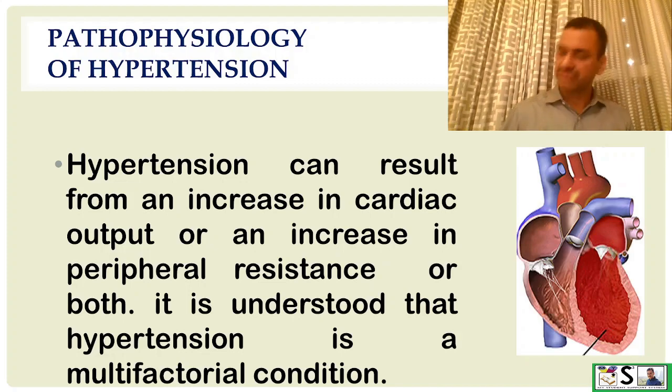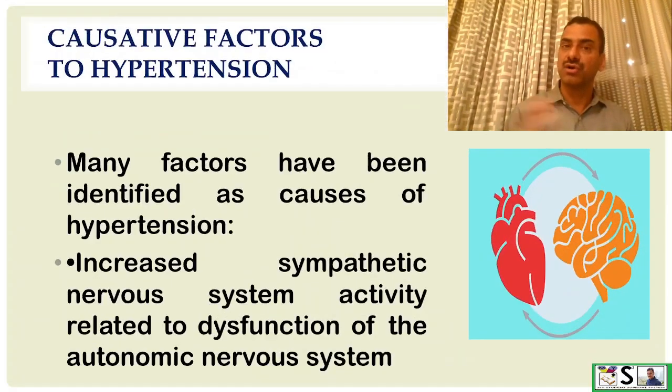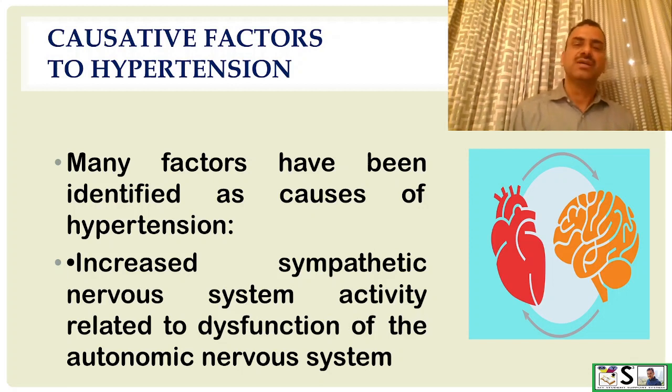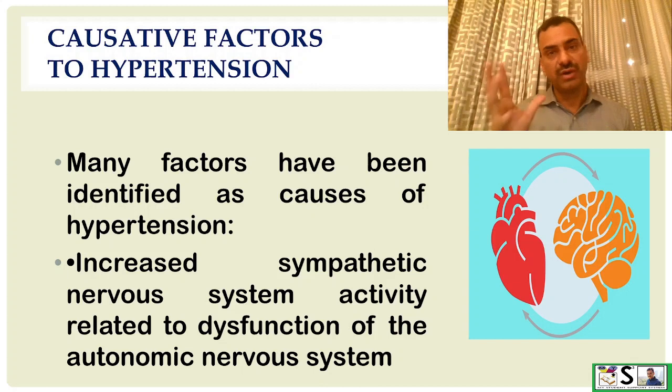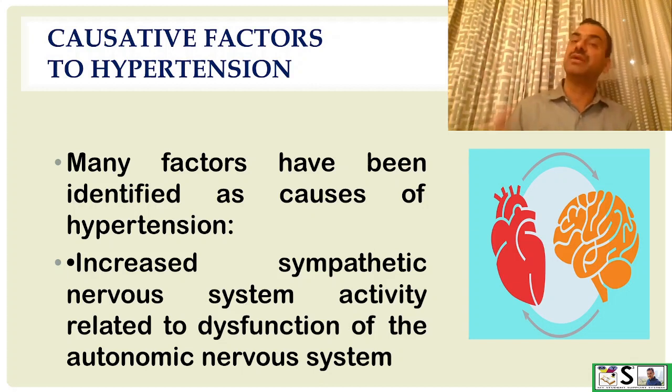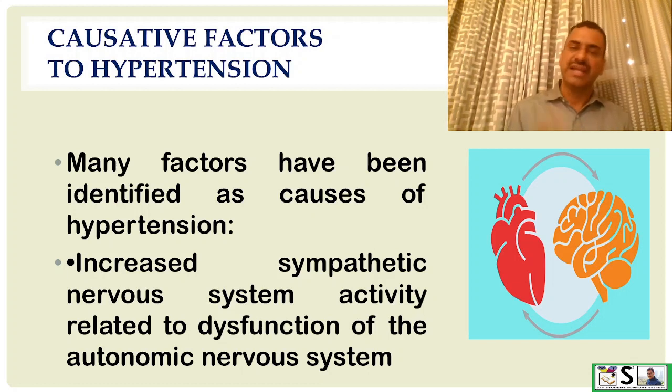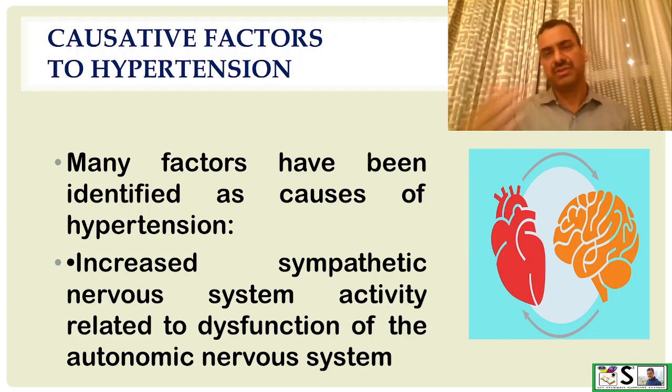So what are those factors? We will discuss under causative factors for hypertension. First factor is the effect of our nervous system. Actually, blood pressure is regulated by the autonomic nervous system. And when there is increased sympathetic nervous system activity due to dysfunction of the autonomic nervous system, then there may be chances of hypertension.